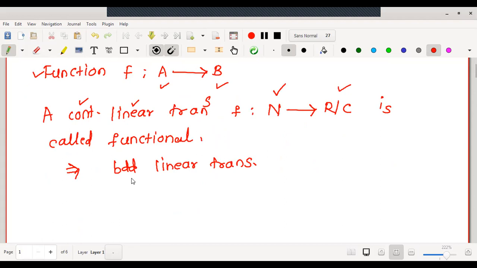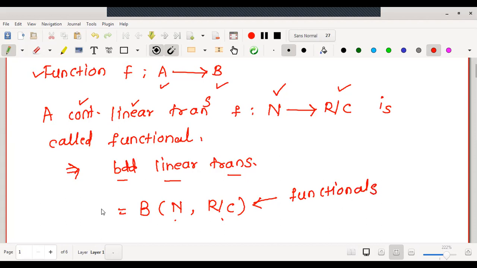Therefore, we have already seen a notation for the mappings which are bounded and linear, defined as B of N to either R or C. Now, this is the collection of all bounded linear transformations from N to R or C. And as per our definition, these are the functionals. Therefore, elements in this set are called functionals.